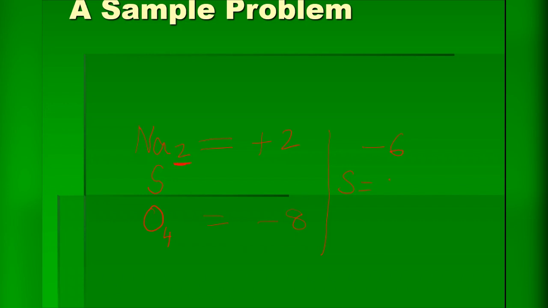Sulfur we don't know, but we know that total charge is 0. So how you can bring it to 0? This sulfur charge is +6.